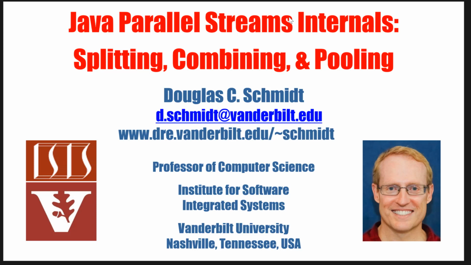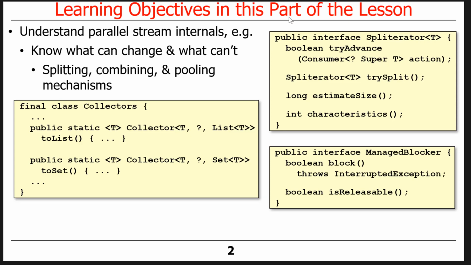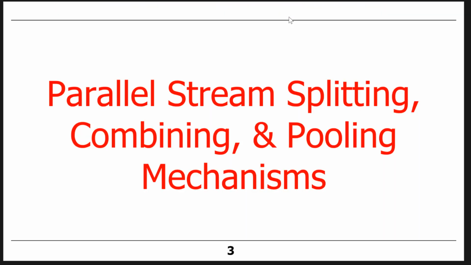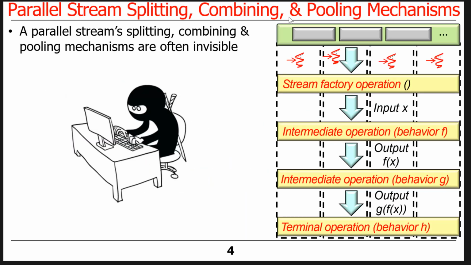So what we're going to do now is talk about some other internal issues related to parallel streams. In particular, the topic we were discussing last time was how you could figure out what could be changed and what couldn't be changed with respect to parallel streams mechanisms. So now we're going to talk about splitting, combining, and pooling, and what can be changed and what can't be changed. As with regular good old Java sequential streams, some of the features like splitting and combining and pooling are invisible.